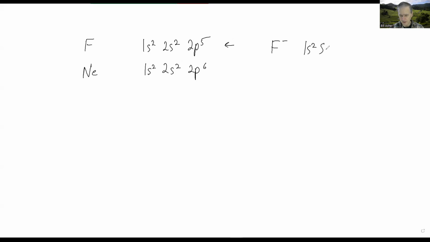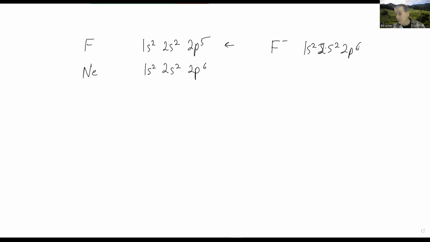So for example, fluorine, its electronic structure is 1s2, 2s2, 2p5, and neon, the noble gas, is 1s2, 2s2, 2p6. So you can see if we add one electron to fluorine, the fluorine becomes F minus, and its electron structure is now 1s2, 2s2, 2p6, just like neon.